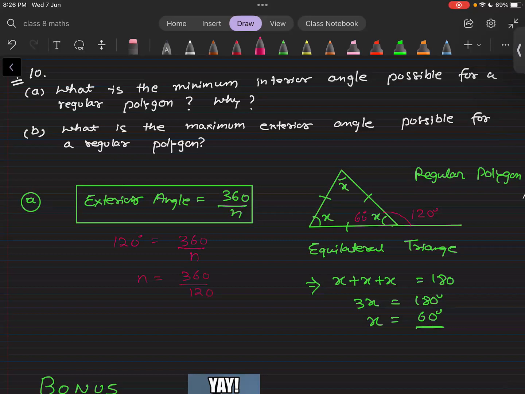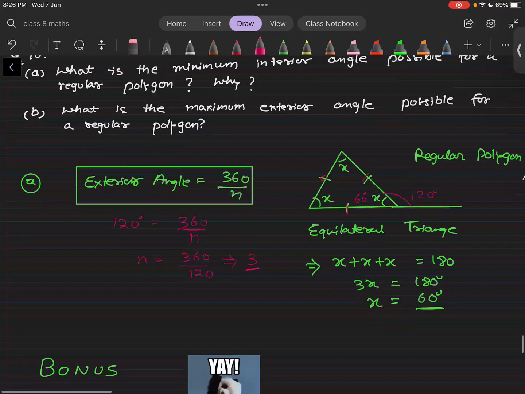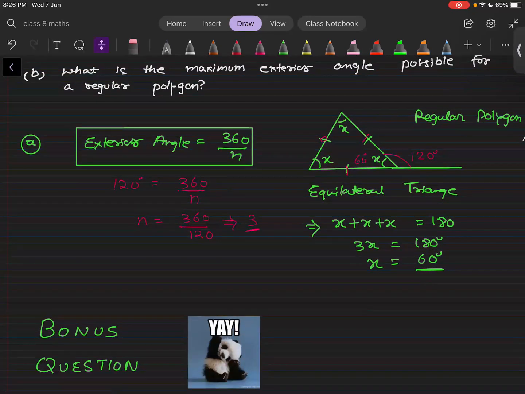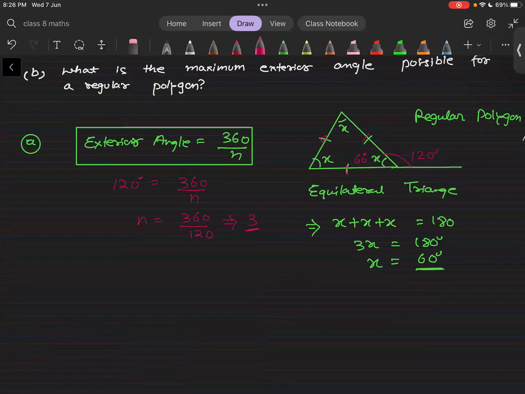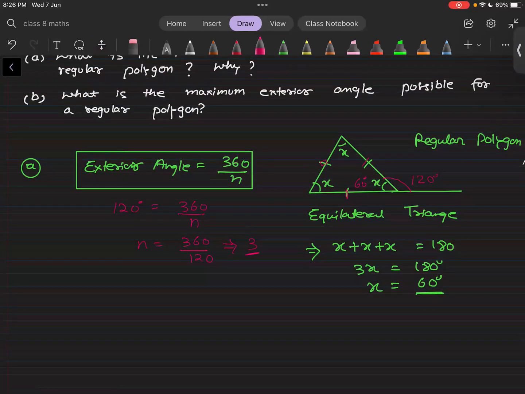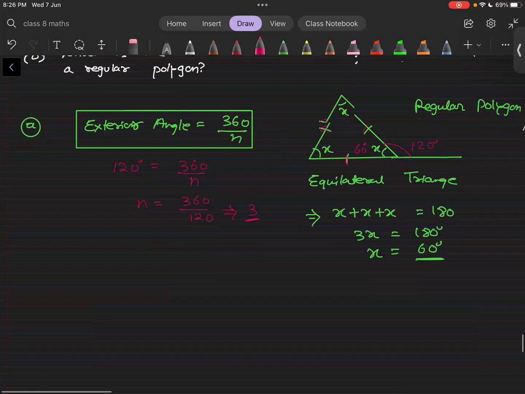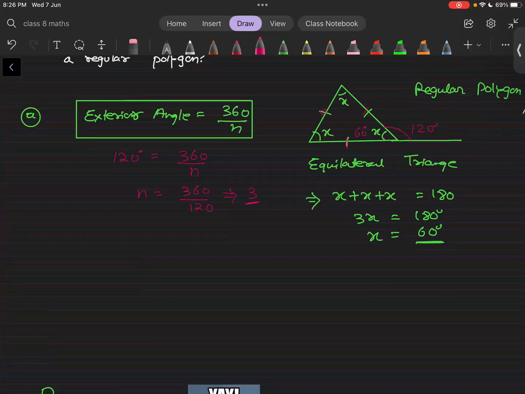360 upon 120 is equal to 3. So 3 is the possible number of sides of the regular polygon which we got. But if someone says, why is it so? Why can't we take any other interior angle? Let's say if I take any value smaller than 60 degrees here, right, guys? Let's name a value smaller than 60 degrees, any value.